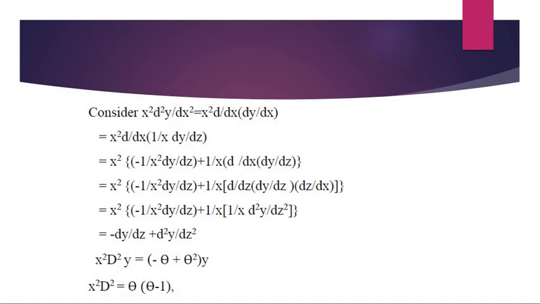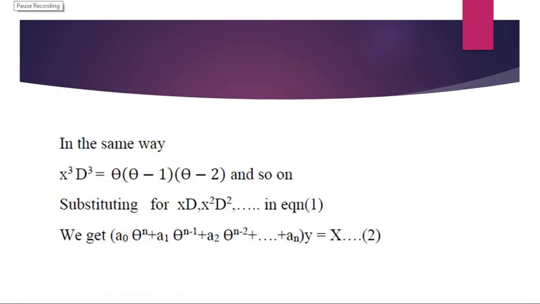That is, x squared D squared y is equal to, replacing dy by dz by theta and d squared y by dz squared by theta squared, theta into theta minus 1. Therefore we have x squared D squared equal to theta into theta minus 1. In the same way we write x cubed D cubed as theta into theta minus 1 into theta minus 2, and so on. Substituting all these values in equation 1, we get a0 theta^n plus a1 theta^(n-1) plus a2 theta^(n-2) plus etc. plus an, into y, is equal to X. We will take this as equation 2.